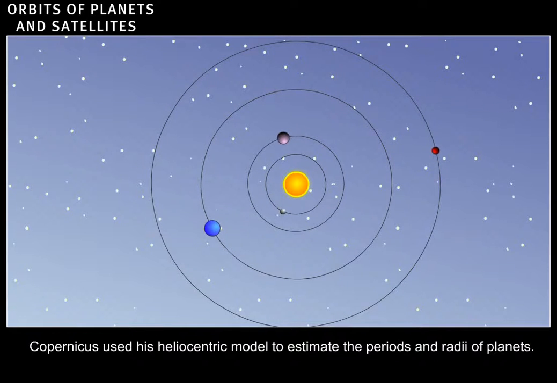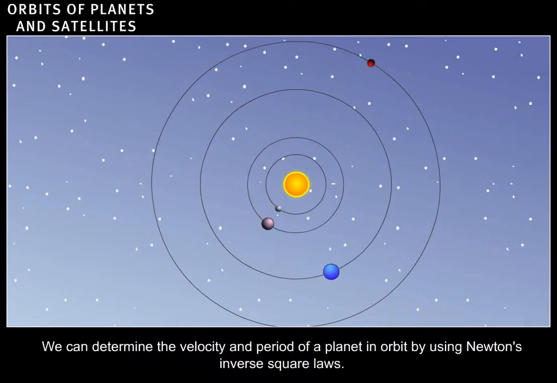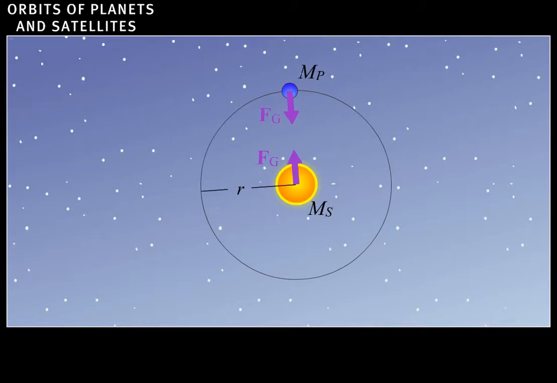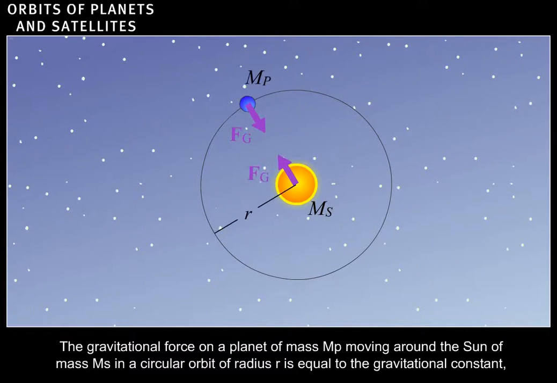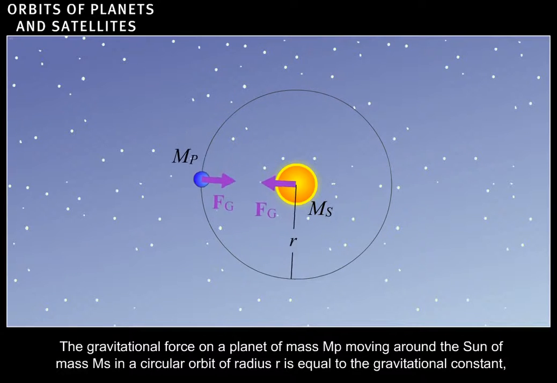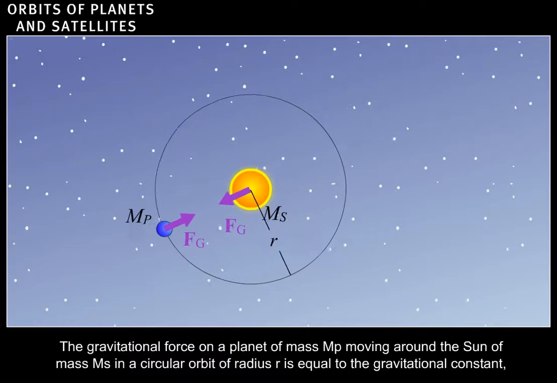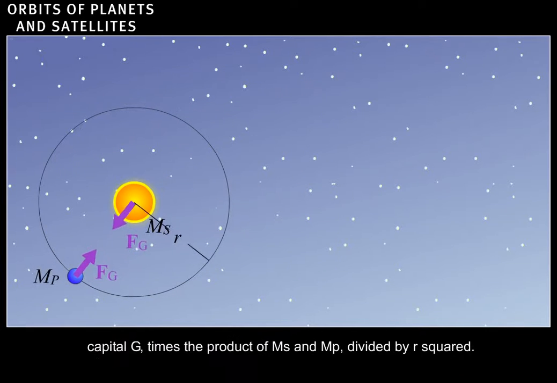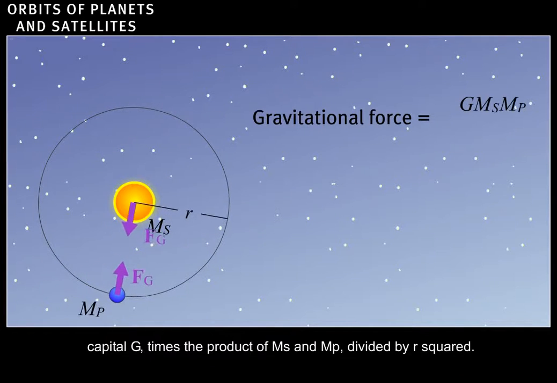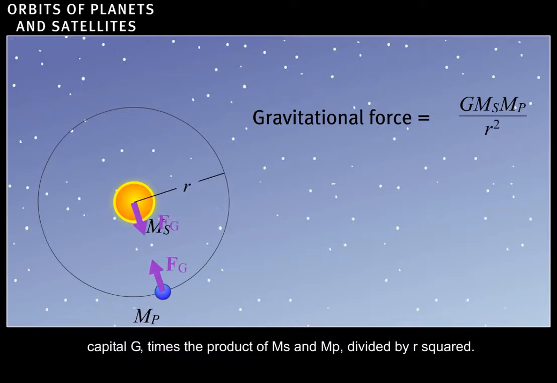Copernicus used his heliocentric model to estimate the periods and radii of planets. We can determine the velocity and period of a planet in orbit by using Newton's inverse square laws. The gravitational force on a planet of mass mp moving around the Sun of mass ms in a circular orbit of radius r is equal to the gravitational constant G times the product of ms and mp divided by r squared.